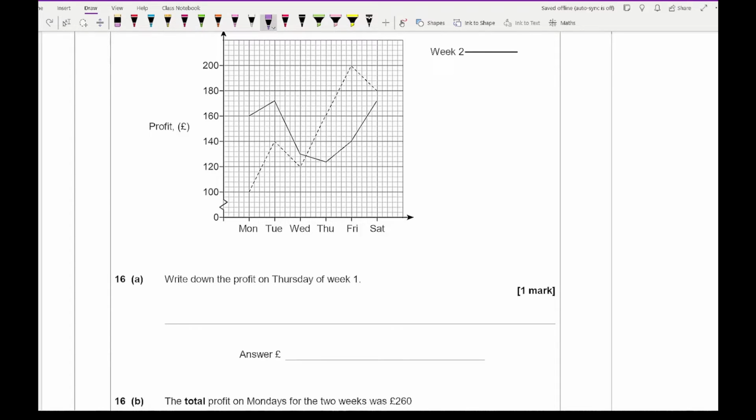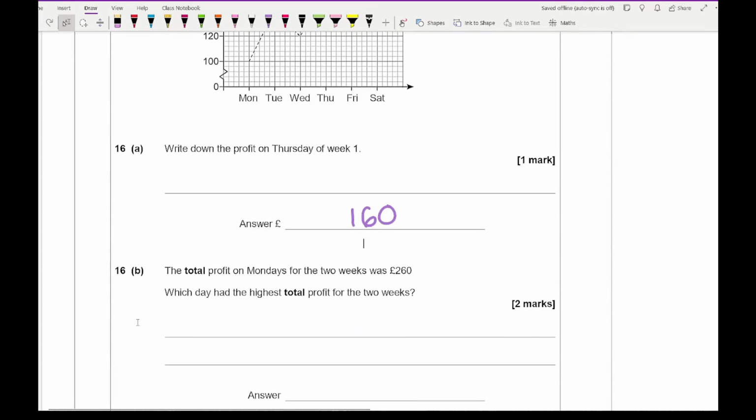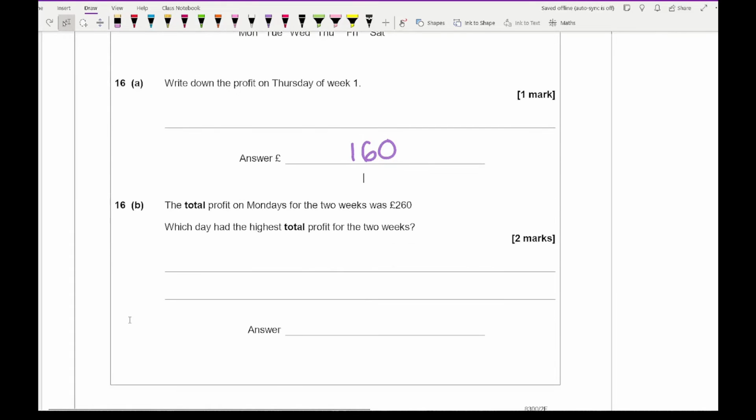So week 1 is represented by the dashed line, and we want to find Thursday. So it's this number here, which is 160. It then says that the total profit on Monday for the 2 weeks was 260. Which day had the highest total profit in the 2 weeks?